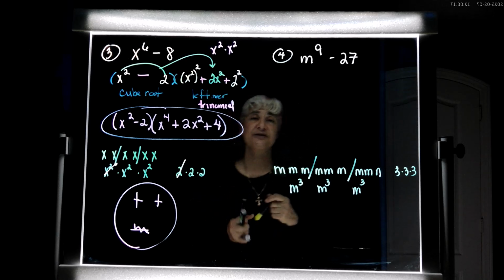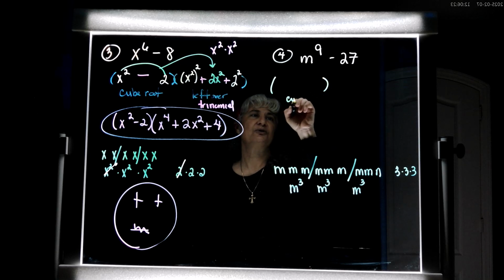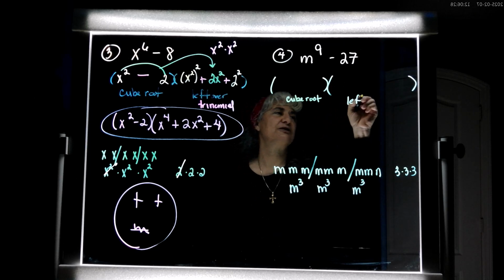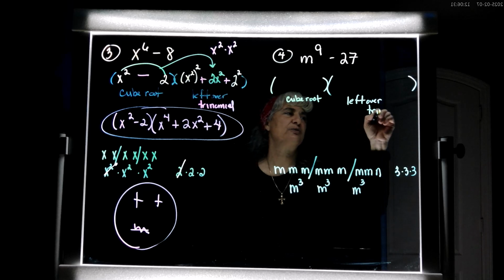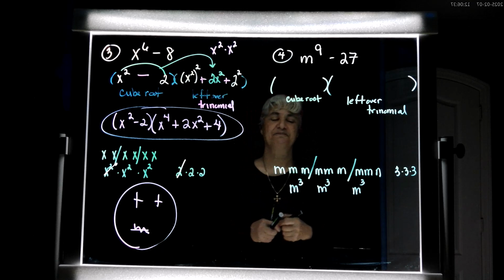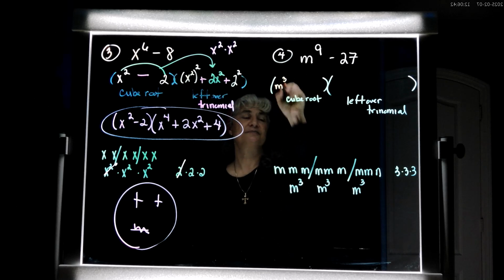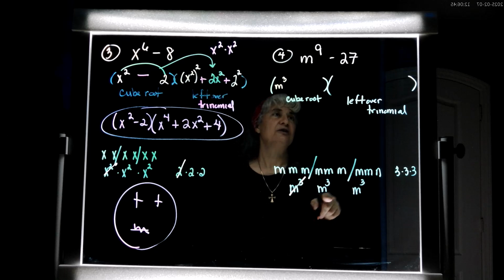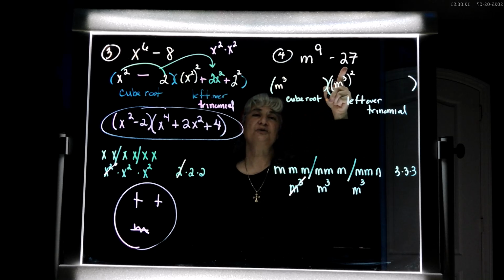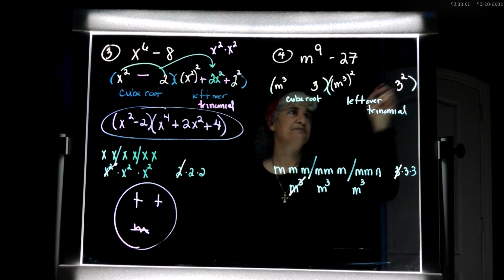Okay, what do you want me to do first? Write 2 parentheses. What's the first one called? Cube root. What's the second one called? Leftover. Good. The leftovers are trinomial. Very good. All right, let's talk. What's the cubed root of m to the 9th? m to the 3rd. You used 1. You have 2 left over. The cubed root of 27 is 3. You used 1. You've got 2 left over.